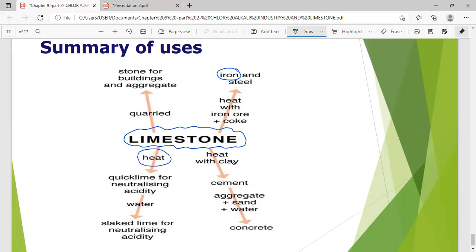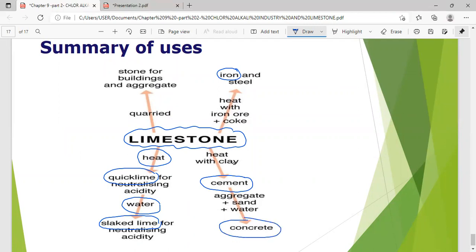When limestone is heated, you get quicklime. Quicklime is used to neutralize acid, and when water is added to it, it becomes slaked lime, which is also used for neutralizing acid. Limestone, when it is heated with clay, forms cement. To cement, you add water, sand, and aggregate, and you get concrete.